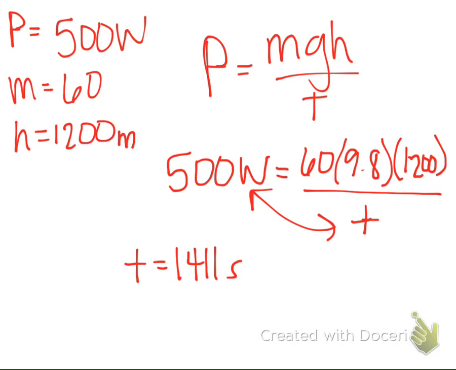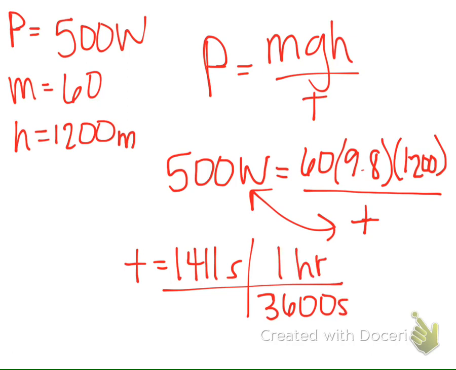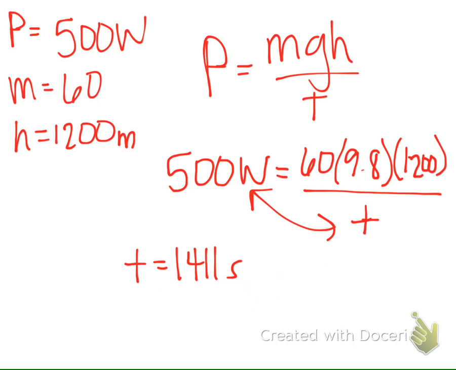If I asked for it in hours, you would divide by... If I wanted you to put it in hours, you could say 3,600 seconds in 1 hour. Or you could say 60 seconds in 1 minute, 60 minutes in 1 hour, and you'd divide by 60 twice. Okay, you could do it either way. But we can just keep it in seconds here.